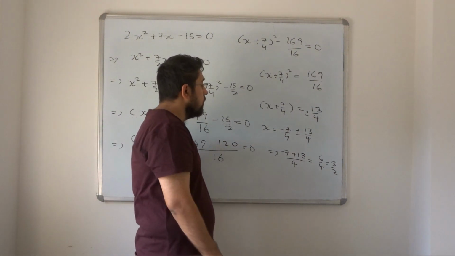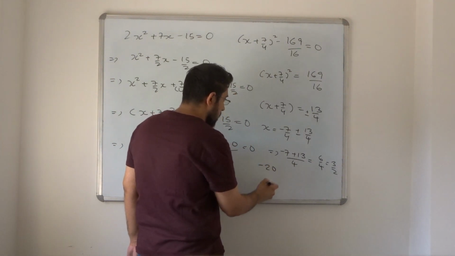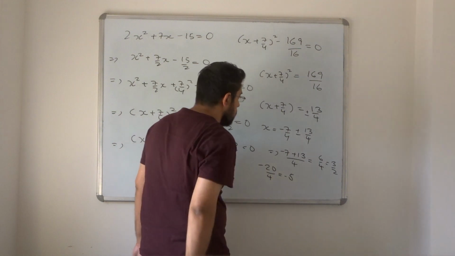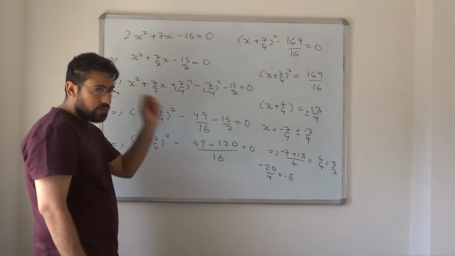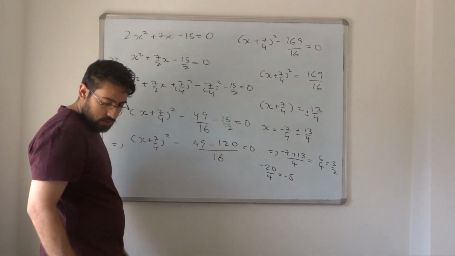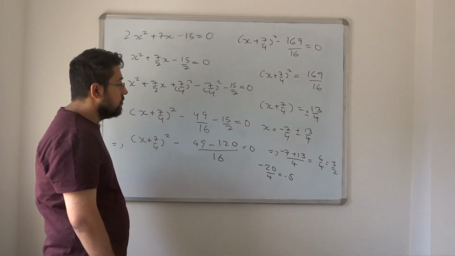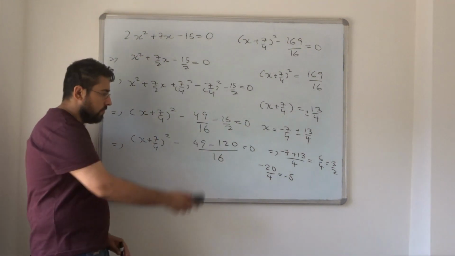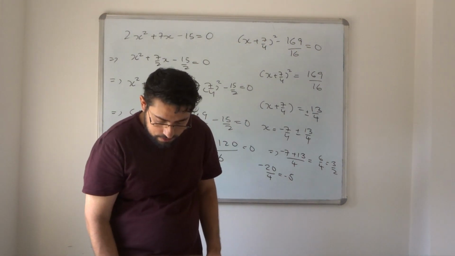Okay, so now you're going to get negative 20, okay, negative 20 divided by 4, which gives you negative 5. So now basically you have two values. Okay, you have two values. Okay, so now this is the correct answer to this. So basically you get negative 7 minus 13 divided by 4, and that's how you get it. So now let's go to the next example.